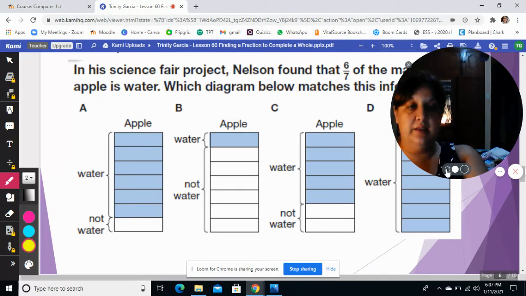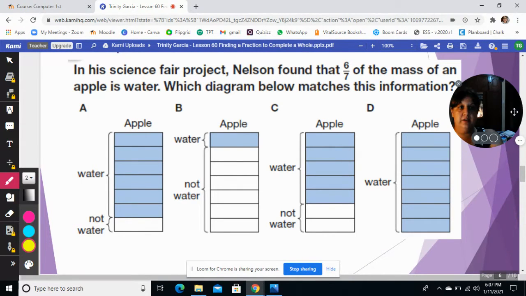Let me make my video screen here way smaller so we can all read this together. In his science fair project, Nelson found that 6/7 of the mass of an apple is water. Which diagram below matches this information? All right, so we know that we're working over 7/7 makes a whole, right? So we know that we must have 7 spots in our whole. 1, 2, 3, 4, 5, 6, 7. Looks like all of these have 7.